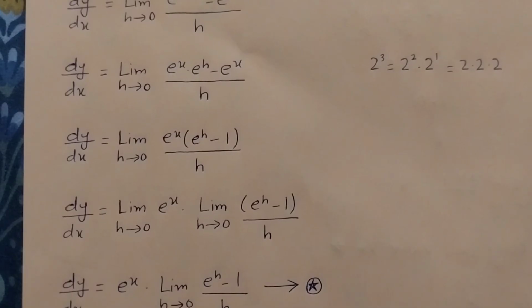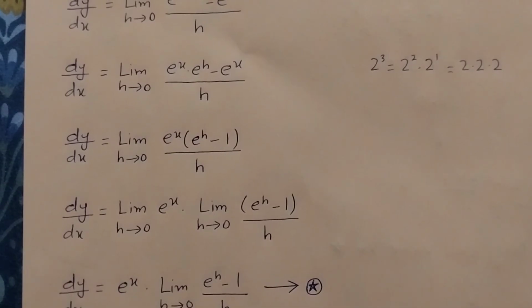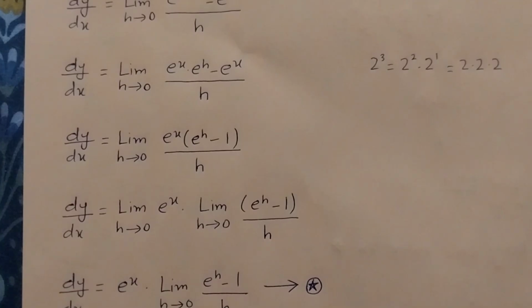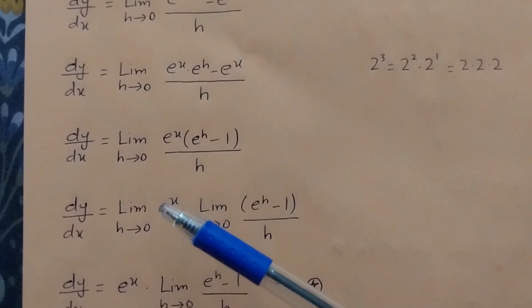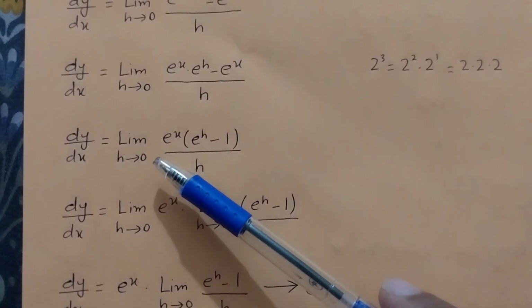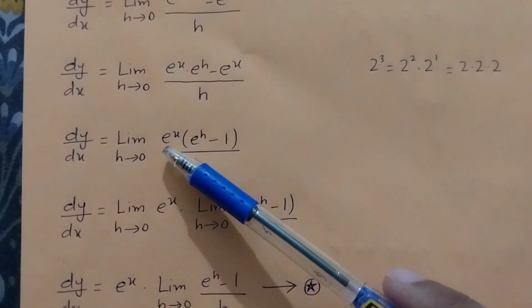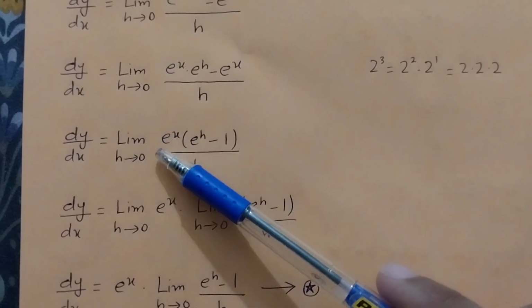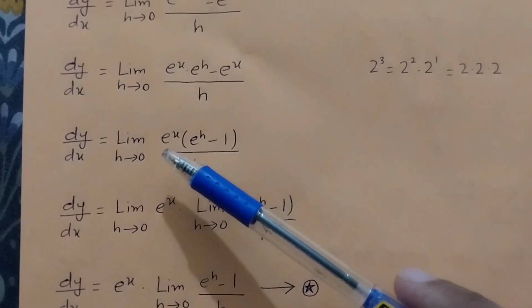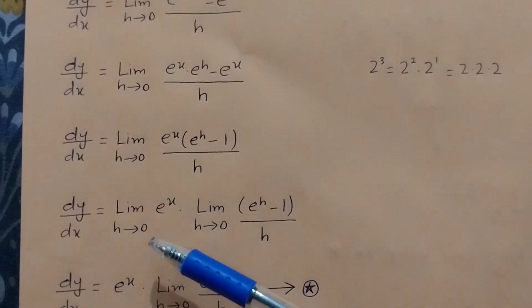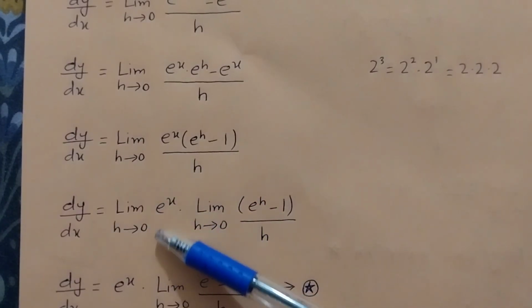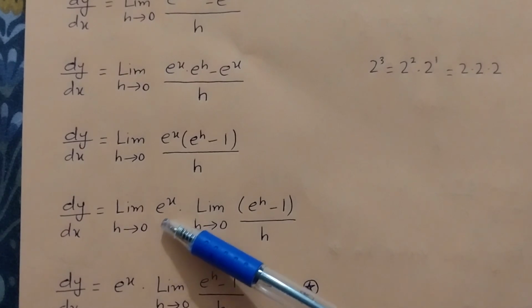So now we have a product of two things. We can write this whole expression, e raised to power x into e raised to power h minus 1 over h, as e raised to power x into e raised to power h minus 1 over h. So we can use the property of limits to apply the limit separately on this thing and this whole thing. And to write the limit separately helps us to evaluate that limit very easily, because this thing doesn't have h in it, so this will remain same.